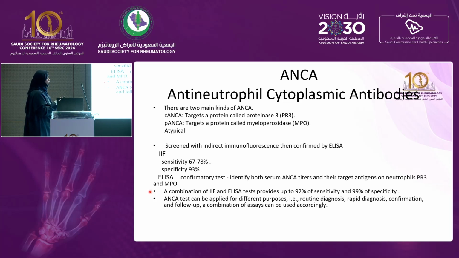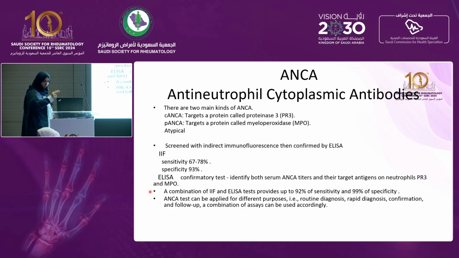The best test to find this antibody is screened by immunofluorescence, and then it is confirmed by ELISA, because you know there is also a fluorescent pattern of this P ANCA and C ANCA. By immunofluorescence, sensitivity reaches 75%, specificity 93%. ELISA is a confirmatory test, and also can give you a target and a specific number.